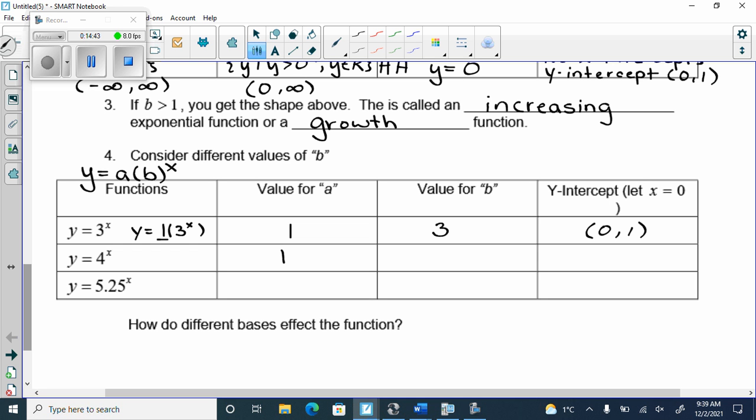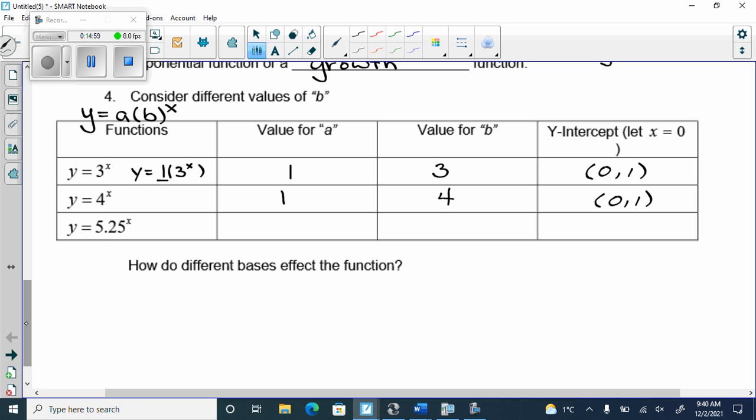So what's your a on this one? 1. What's your b? 4. Which one's increasing faster? The 4. It's going to be closer to the y-axis, right? Because it's growing faster. And my y-intercept is 0, 1, because I just ruined your lives. Okay, what's this one? My a? 1. My b, 5.25. So this one's growing even faster, so it curves up faster. 0, 1 again.